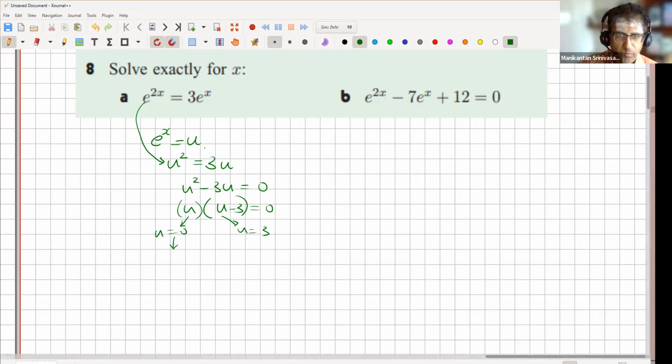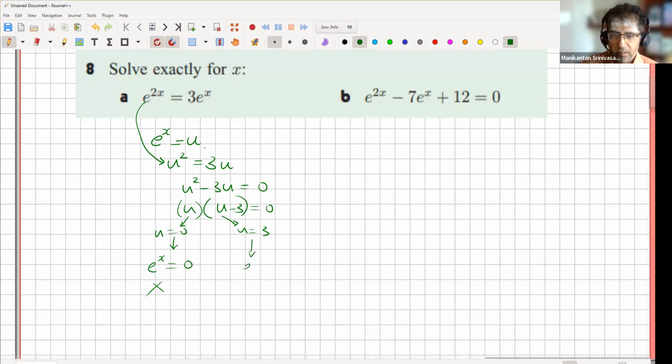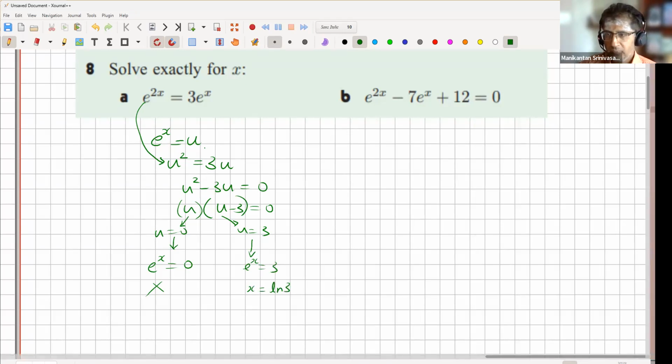Now putting it back, e power x is 0, which is not possible at all, right? Unless x is tending towards minus infinity. And then e power x equal to 3, therefore x is ln 3. Yeah, makes sense? Yes, sir.